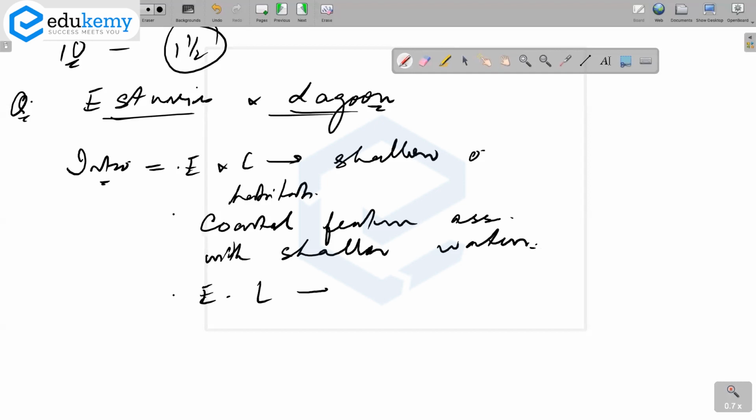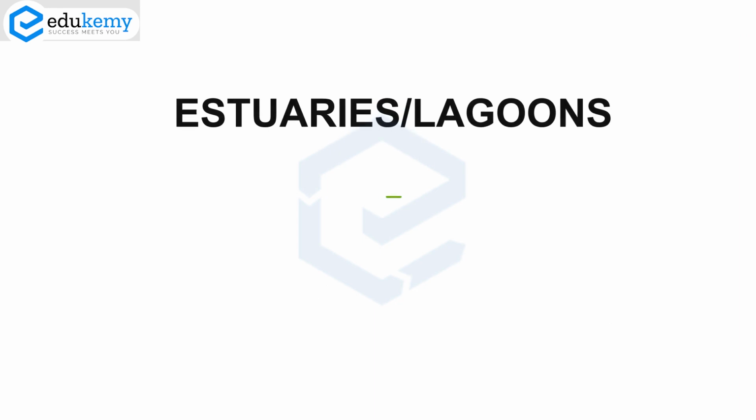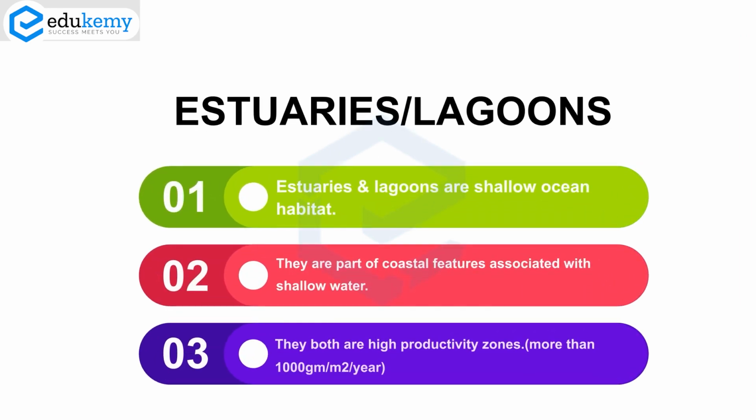Estuaries and lagoons are high productivity zones, with productivity of more than 1,000 grams per meter square per year. These are areas of very high productivity. So this could be an introduction.